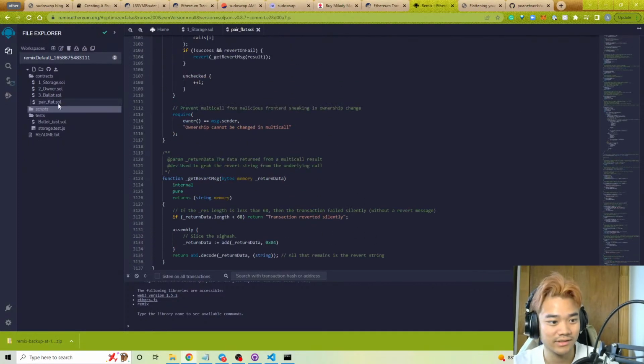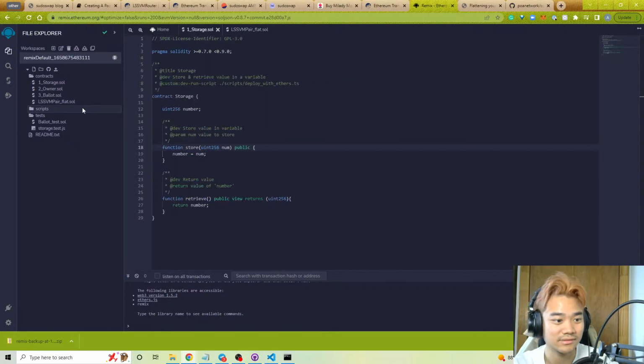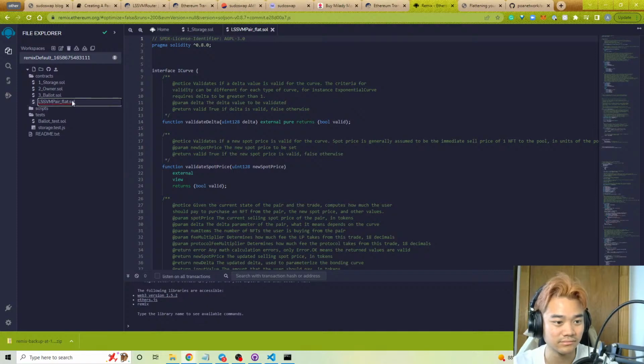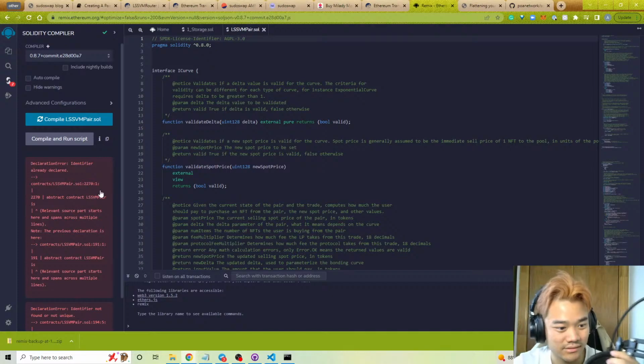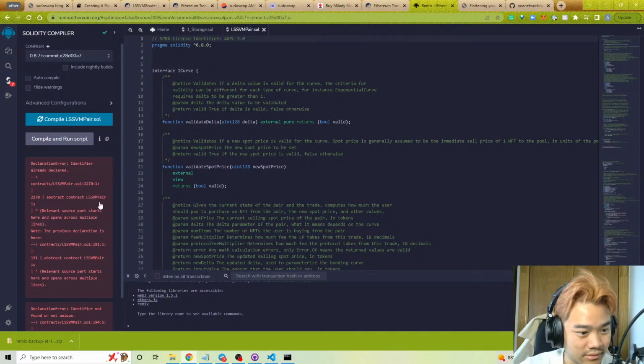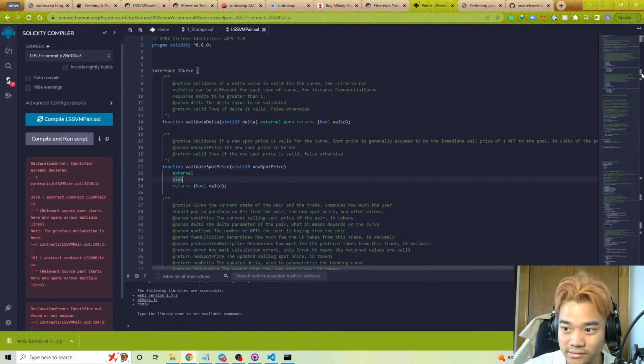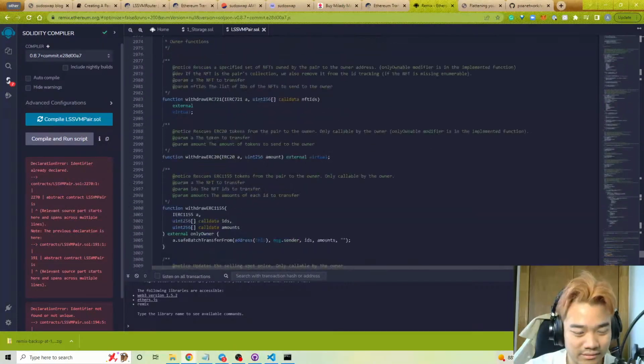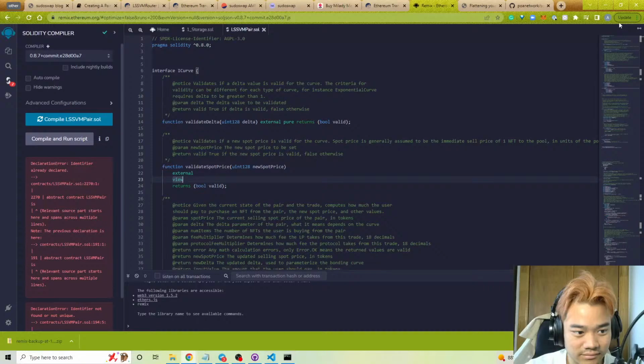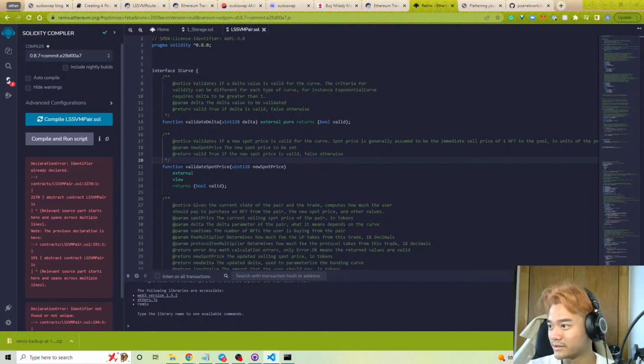Or what was this called? I should call this the actual name. It was called lssvm pair flat.sol. Let me just call it this. I want to compile. Uh-oh. Did flattener not work? All right.